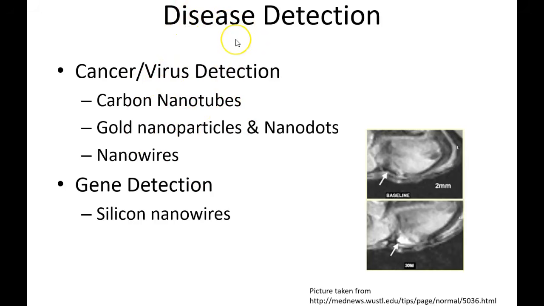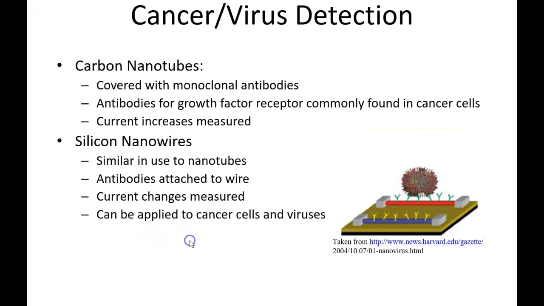Similarly, nanoparticles or biological assemblies are also used for disease detection. For example, cancer or virus detection can be performed using carbon nanotubes, gold nanoparticles, nanodots and nanowires. Similarly, gene detection, for example, the nanovirus. In case of cancer or virus detection, carbon nanotubes are used.